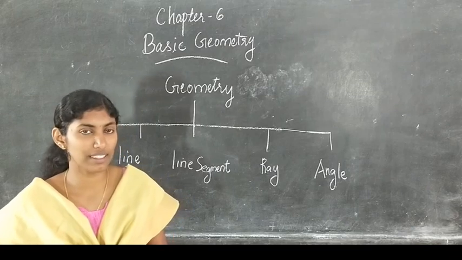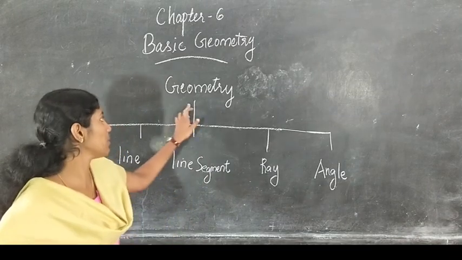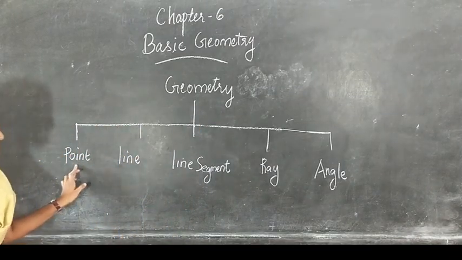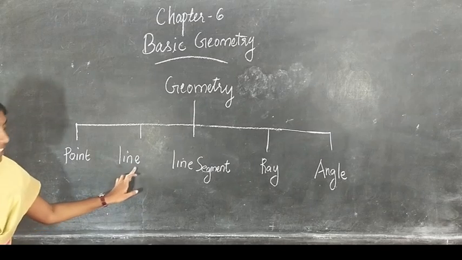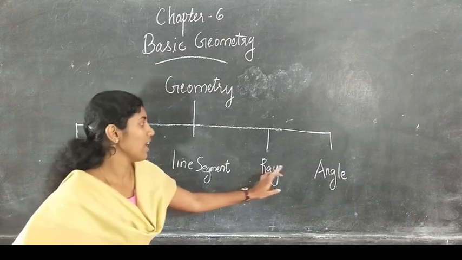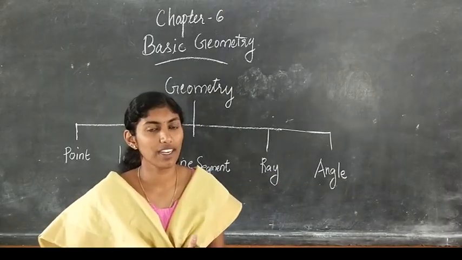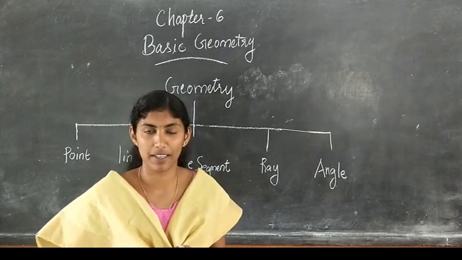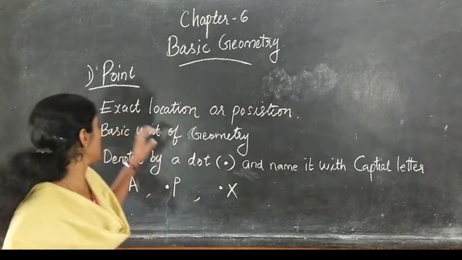We will see what are the fundamental elements of geometry. First one is point, second one line, third one line segment, fourth one ray, and fifth one angle. Well, let's learn more about these elements. The first element is point.